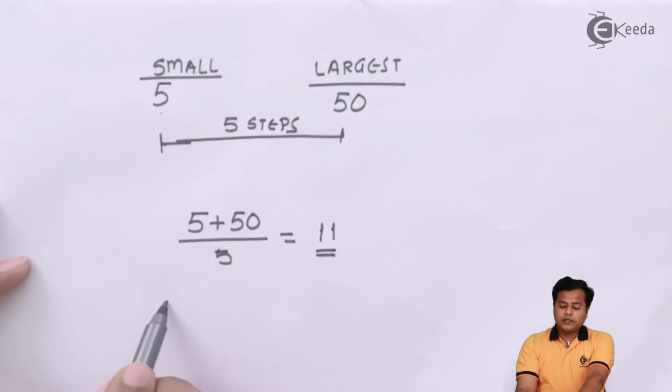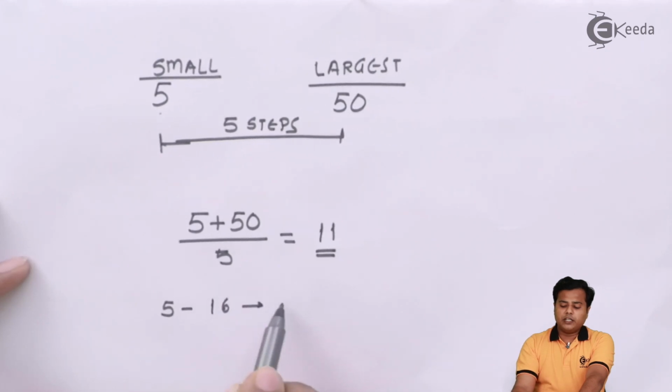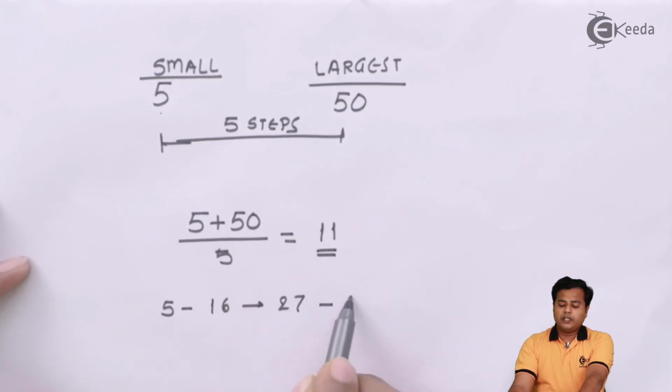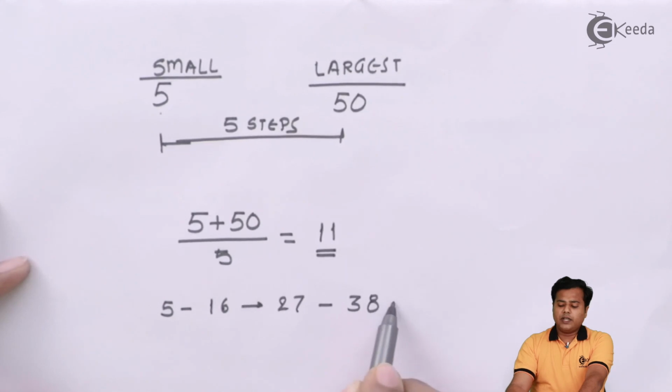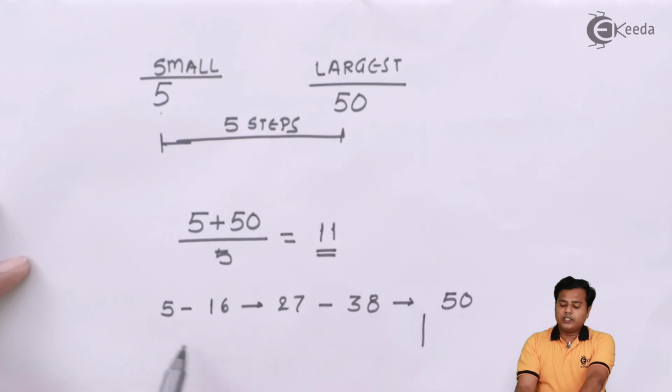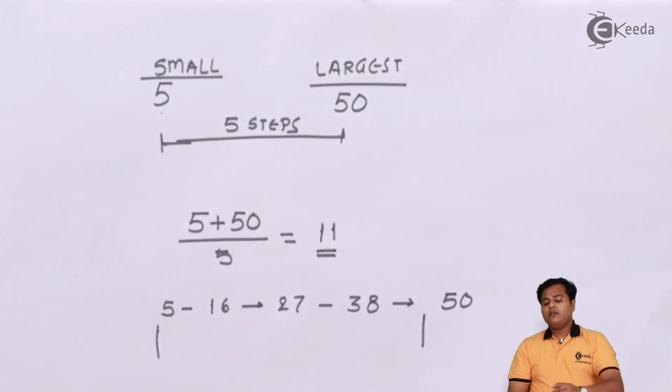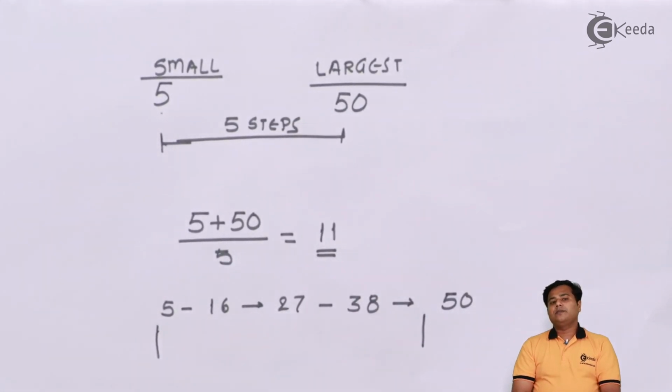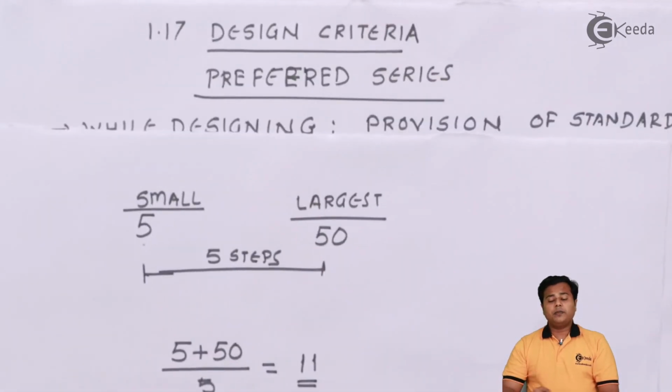So it will be, first 5, then 16, thereafter it becomes 27, thereafter it becomes 38, and the last value no doubt is 49, which is just before the 50 of the domain. So this is how the domain is divided into 5 equal parts. So this is called the desired series or preferred series, and that is how they are created.